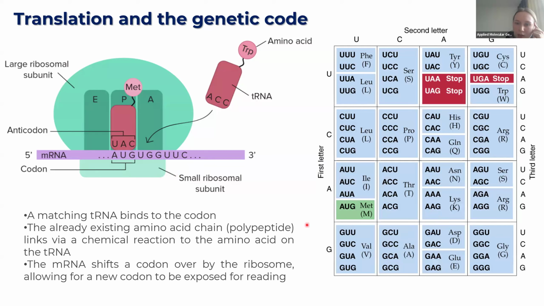And here we have our genetic code table, and here we can find out which amino acid corresponds to which codon. For example, here we have the UGG codon, and we can see first letter U, then G, and G is tryptophan.